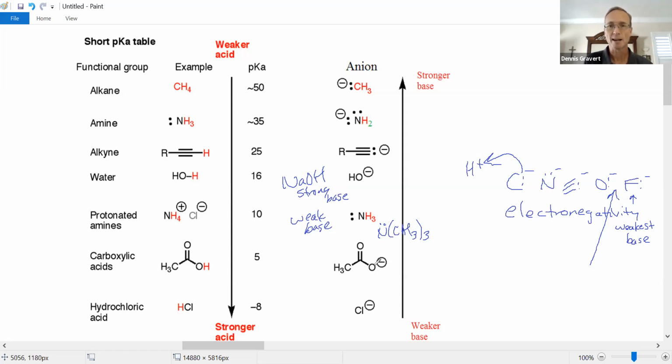Let's see, the other one we got in here, what's going on with this negative oxygen? Shouldn't it be right here? No, there's a pi bond next door. It's resonance stabilized. So when we're ranking our bases, order of basicity, the second criterion is look for resonance. It stabilizes bases.